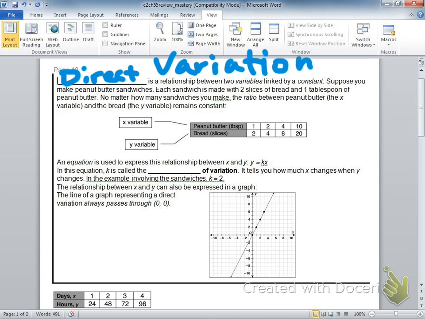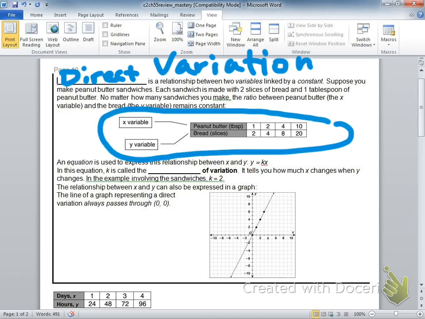Suppose you make peanut butter sandwiches, each sandwich made with 2 slices of bread and 1 tablespoon of peanut butter. No matter how many sandwiches you make, the ratio between peanut butter, the x variable, and the bread, the y variable, remains constant. Looking at the chart, the peanut butter and the bread slices remain constant: 1, 2, 2, 4, 4, 8, 10, 20. We can write this relationship as y equals k times x, k being the constant.